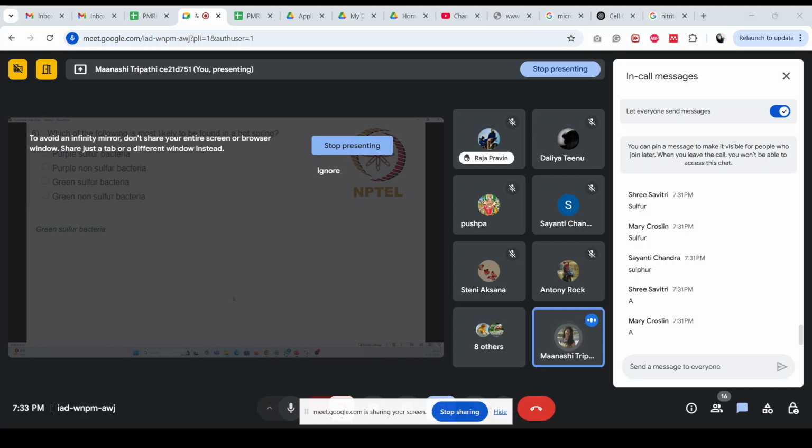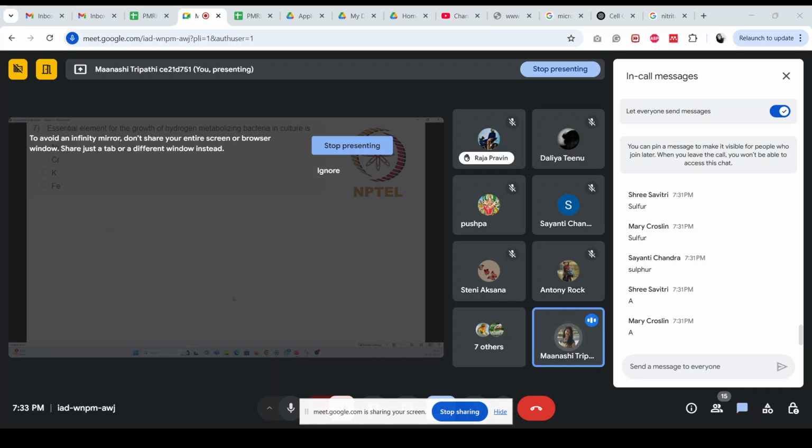We'll see the solution for this question. So it is green sulfur bacteria. The purple category is always absent, and green sulfur bacteria is most likely. So read the question very properly. Here it is asking which of the following is almost always there. So green sulfur bacteria is there.